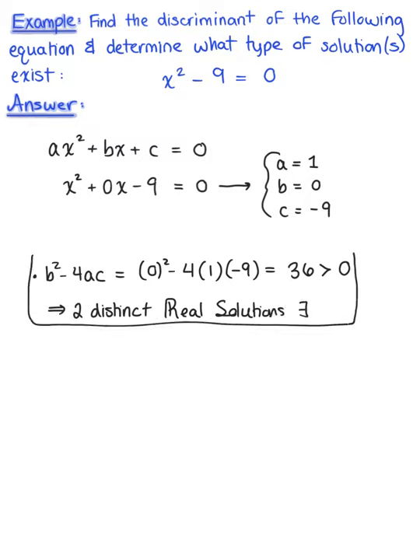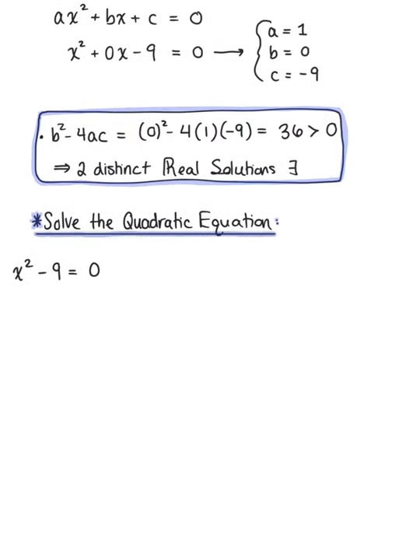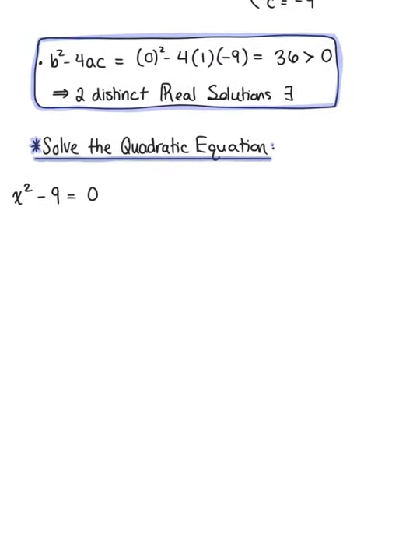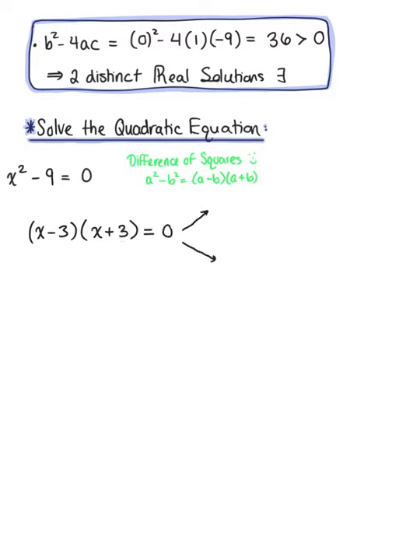So to confirm the conclusions of our discriminant, let's now take this one step further and solve this quadratic equation, and then think about what this quadratic equation looks like graphically. So looking at this beautiful quadratic equation, we realize, hey, this is a difference of squares. So we can factor this equation to x minus 3 multiplied by x plus 3 is equal to 0. And we have our two separate cases. We have the case when x minus 3 is equal to 0 and the case when x plus 3 is equal to 0.